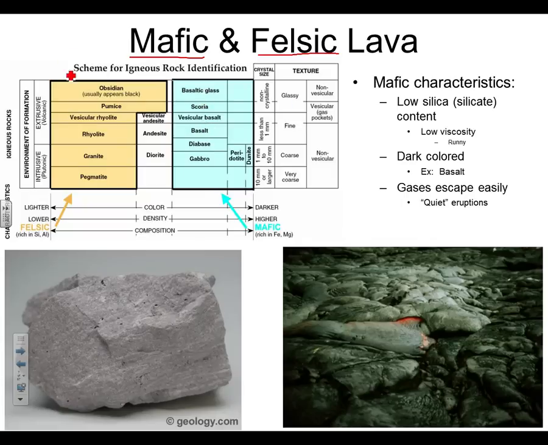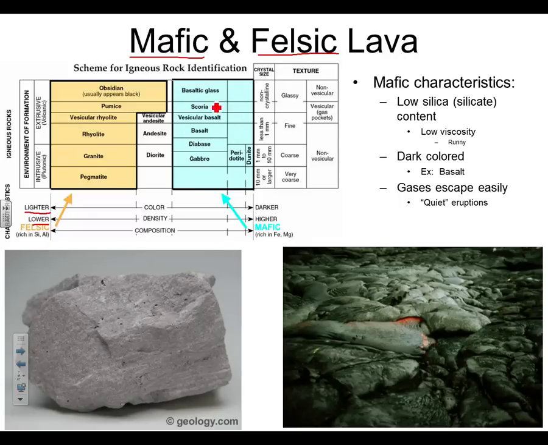And if you remember your identification chart, we have the felsic ones on this side. The felsic ones are going to be lighter in color, lower density, and they're going to be rich in silicates, silicon or silicates, and aluminum.